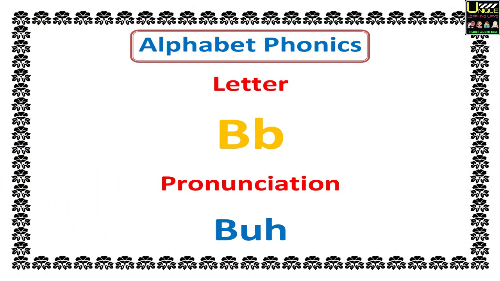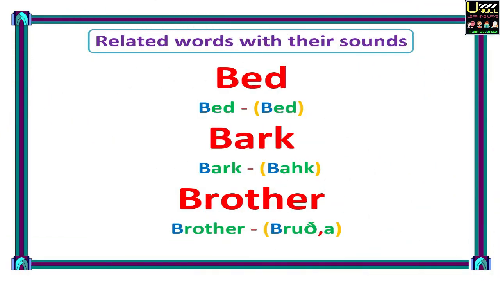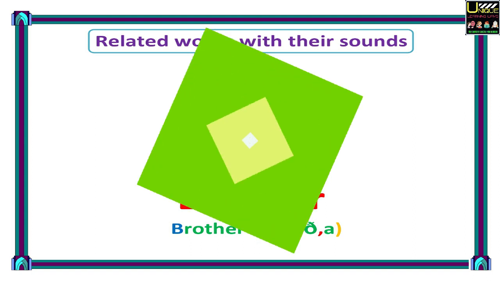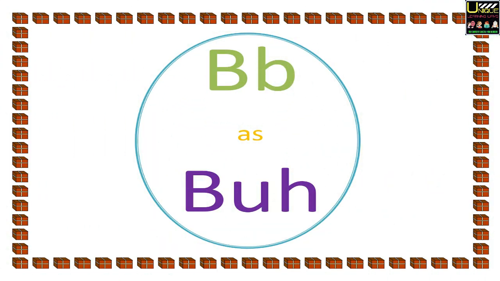Let's go to the second letter of the English alphabet, that is B. B has only one sound, that is B. Related words with their sound. Here you will see three words with their pronunciation: bet, bark, brother. B as B.